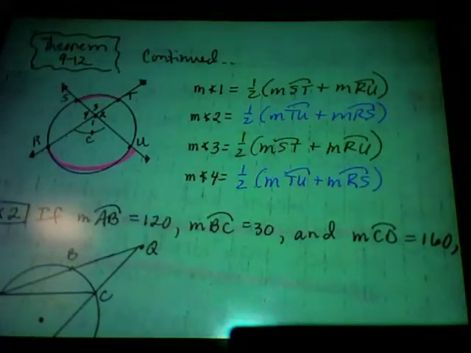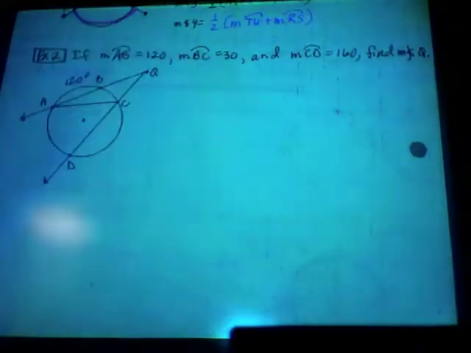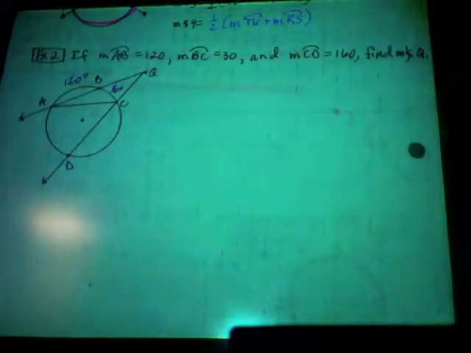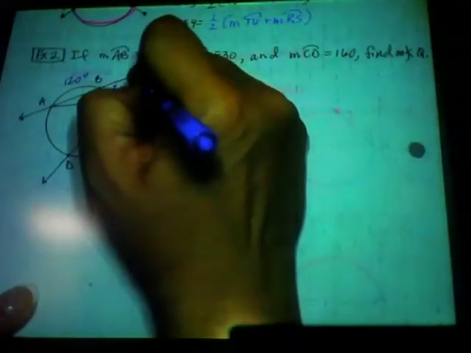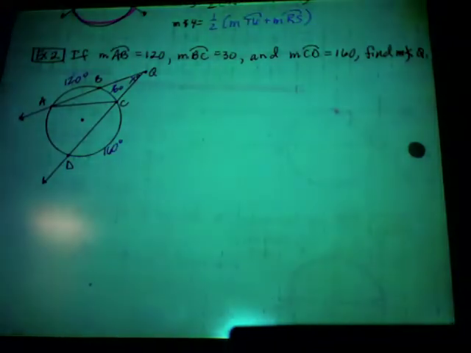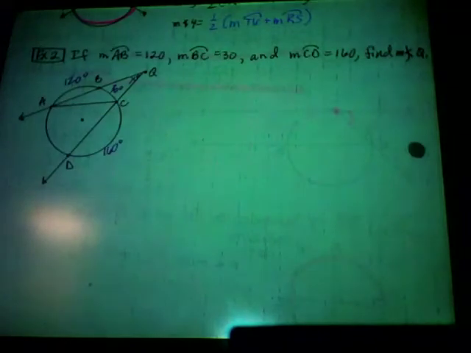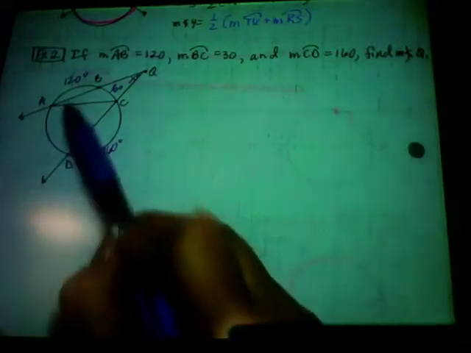All right, so look at example 2 directly below. If the measure of arc AB is 120, so I'm going to write 120 degrees here, and the measure of arc BC is 30, and the measure of arc CD is 160, you were to find the measure of angle Q. This is going to be the long way, and then I'm going to give you a short way, because we're going to develop a new theorem for this. Isn't angle Q part of this triangle here?